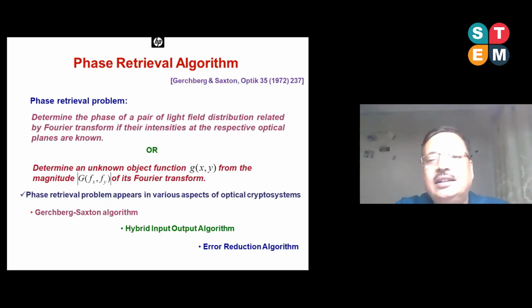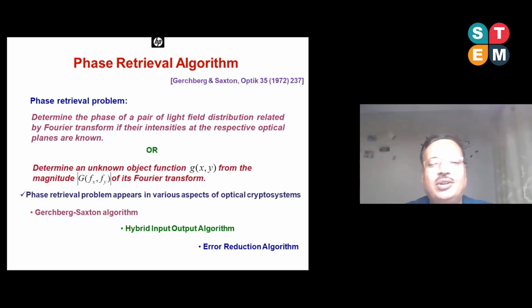In addition to that, to add more features and make it stronger, we have applied a phase retrieval algorithm. In phase retrieval, as the statement says, we wish to determine the phase of a pair of light field distributions related by Fourier transform if their intensities at the respective optical planes are known. Or in another way, determine an unknown object function g(x,y) from the magnitude G(fx,fy) of its Fourier transform. So you have a function, obtain its Fourier transform, and take the intensity of that Fourier transform.